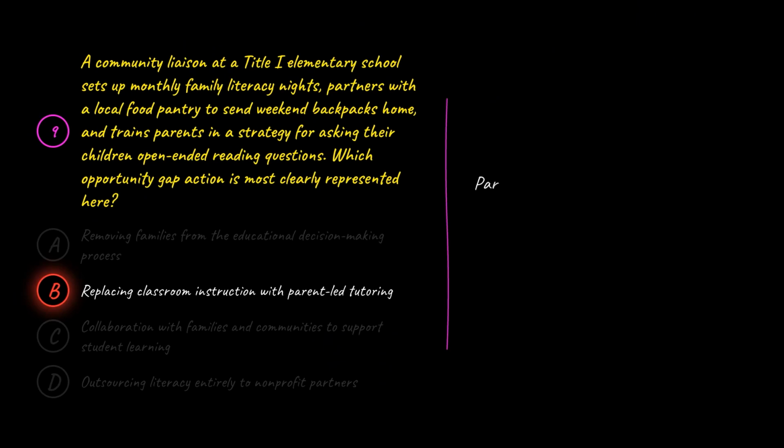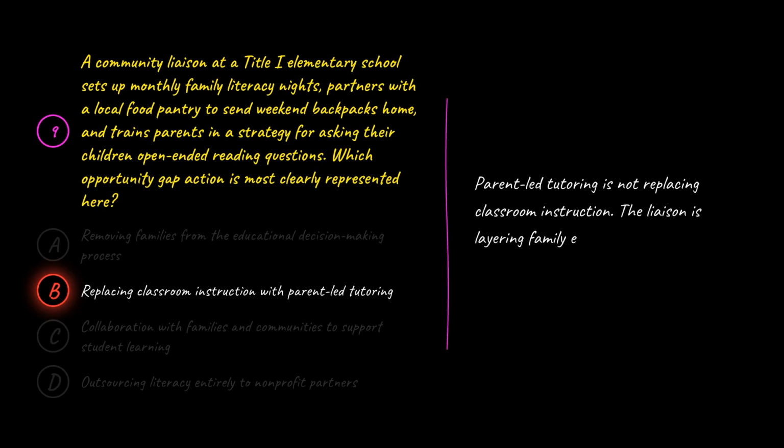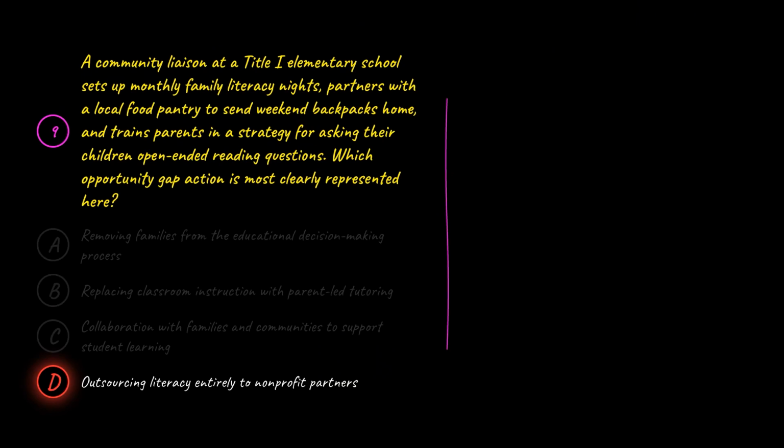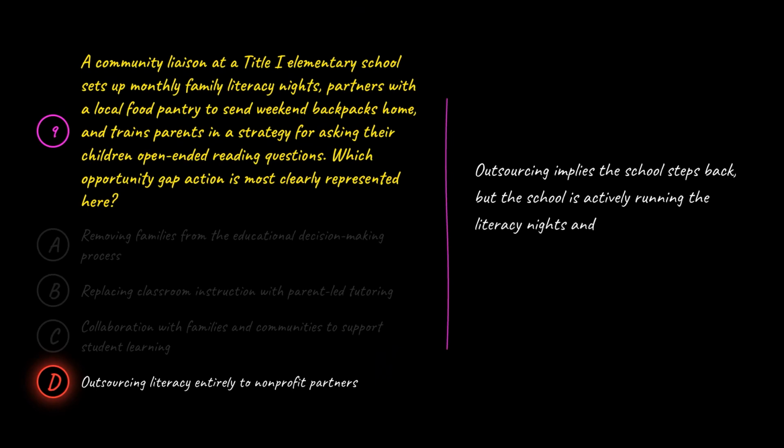B is wrong because parent-led tutoring is not replacing classroom instruction. The liaison is layering family engagement on top of regular school programming. D is wrong because outsourcing implies the school steps back, but the school is actively running the literacy nights and the parent training. Community partners support the work rather than absorb it.